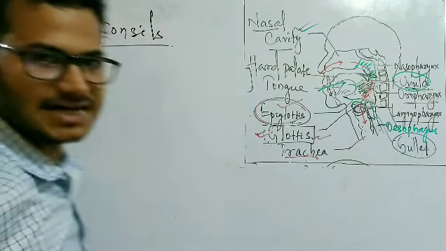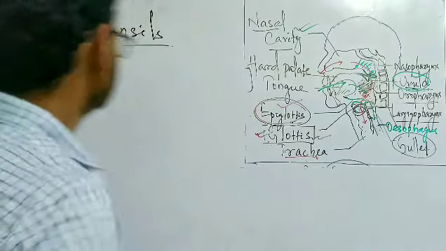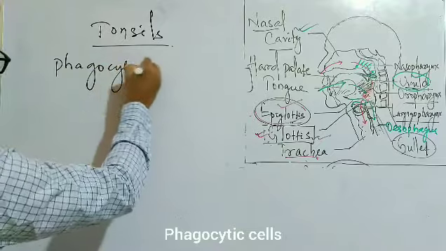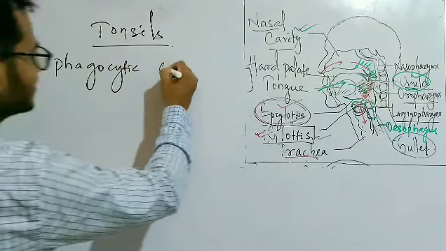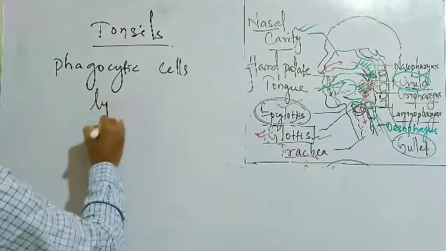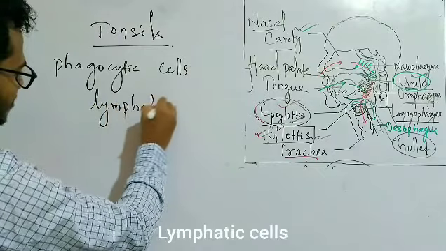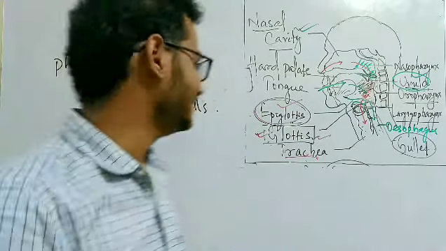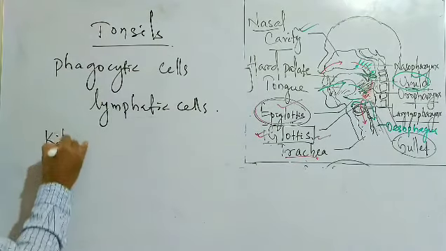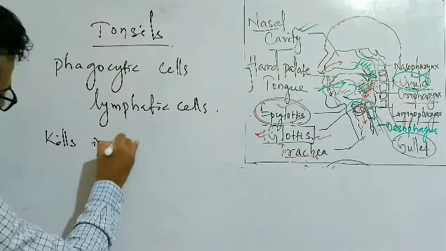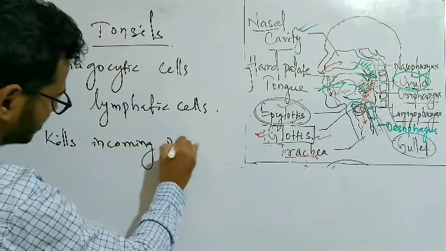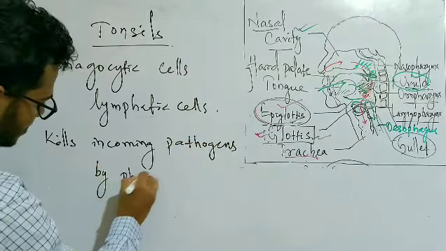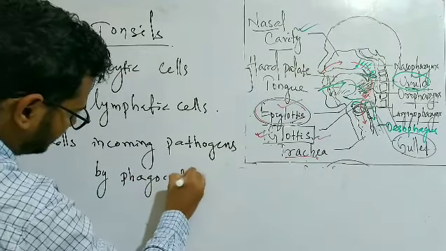Clear? So tonsils are phagocytic cells. These are phagocytic cells which are also lymphatic cells. So they kill the incoming bacteria and pathogens by phagocytic activity.